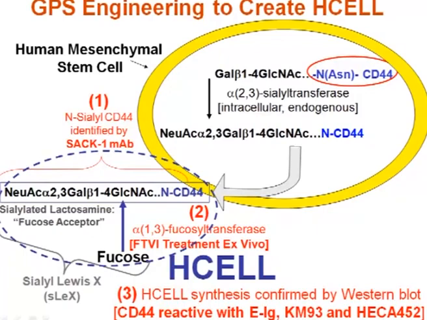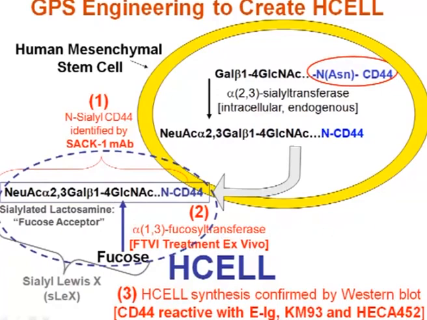So in the case of GPS to create HCELL, we identified using monoclonal antibodies, principally the monoclonal antibody known as SSEA-1, that the CD44 glycoform expressed on a mesenchymal stem cell actually had a sialylated lactosamine terminus. That is a sialic acid alpha-2,3 linked to galactose, beta-1,4 linked to N-acetylglucosamine, a type 2 sialylated lactosamine backbone. And that the only thing that was missing to complete the sialylated Lewis X motif was the fucose substitution in alpha-1,3 linkage to the N-acetylglucosamine.